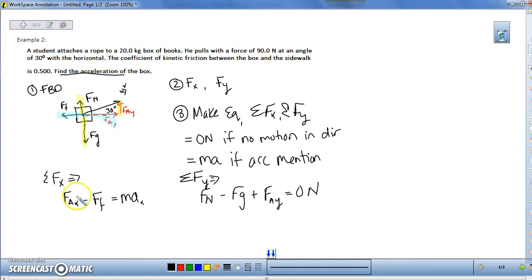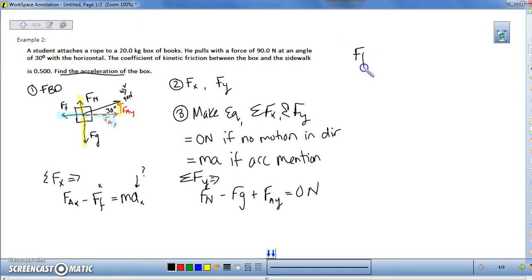So now that I have this, I look back at the question. Find the acceleration. So I need to find this. That's what I'm looking for. I don't have this. I do have the value of this force, that's 90 newtons in the angle, but we need to find this.